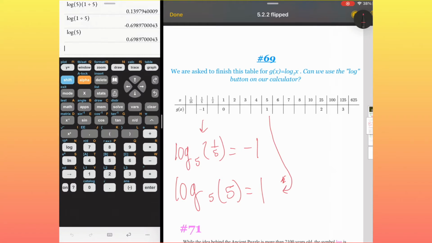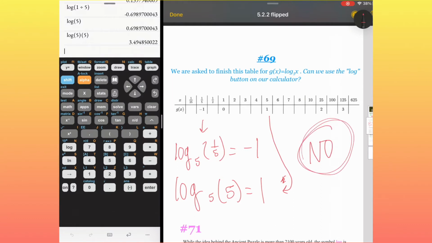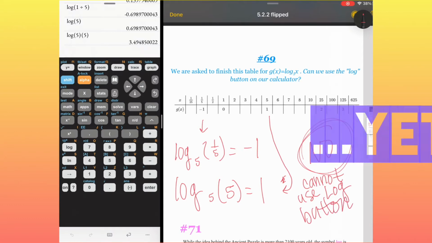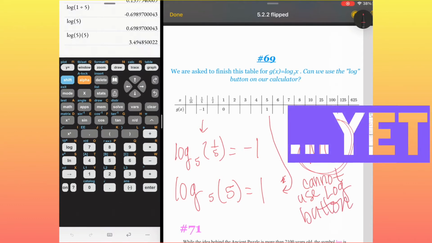So again, I'm going to press that log button and I automatically get those parentheses. I'm going to try it with the base and then another parenthesis for the value. I did not get 1. So no, we cannot use the log button on our calculator to solve. Not yet, at least.